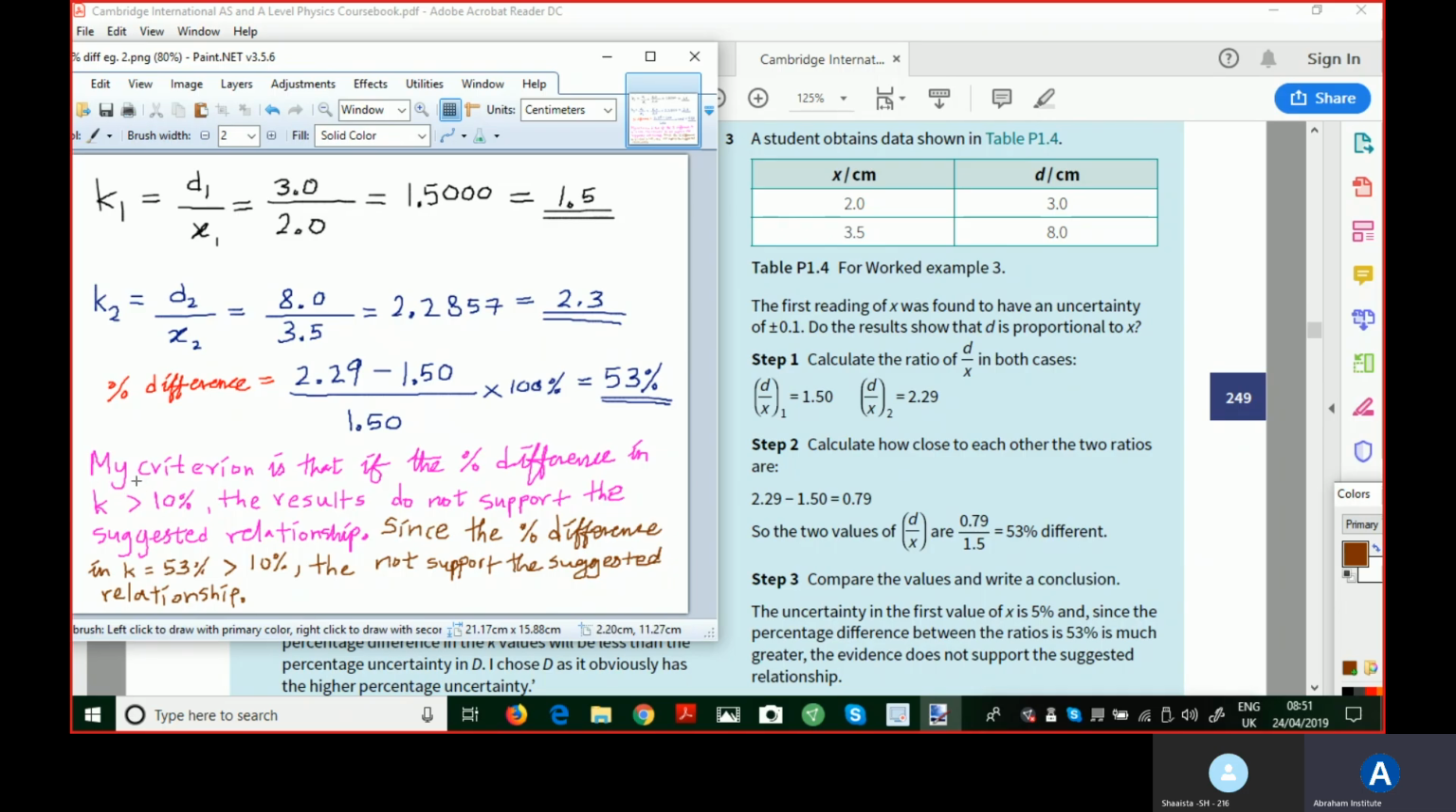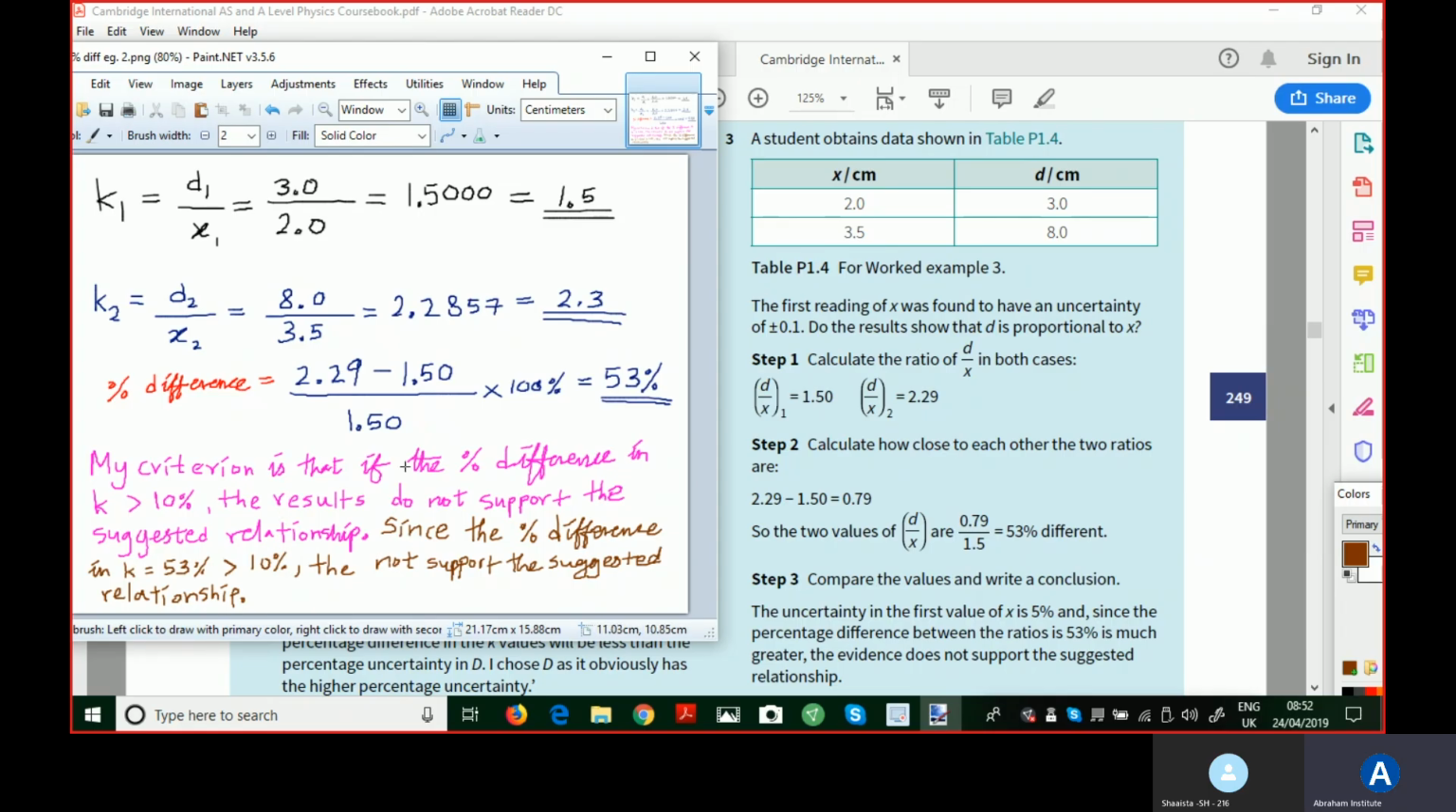In the mark scheme, they look for the criterion and they check whether you compare this value to the criterion. So here is the criterion that I've written in pink, and in black I have compared it with the criterion. My criterion is that if the percentage difference in k, that is this one, is greater than 10%, the results do not support the suggested relationship.